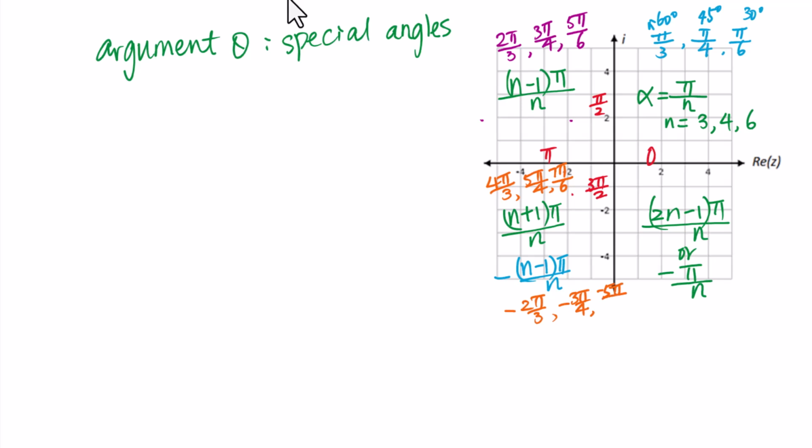In the fourth quadrant, 2n minus 1 pi over n, which is 5 pi over 3, 7 pi over 4, 11 pi over 6. Or negative angle, negative pi over 3, negative pi over 4, and negative pi over 6.